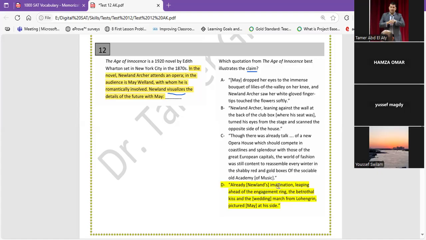Already Newland's imagination, visualization, leaping ahead of the engagement ring.